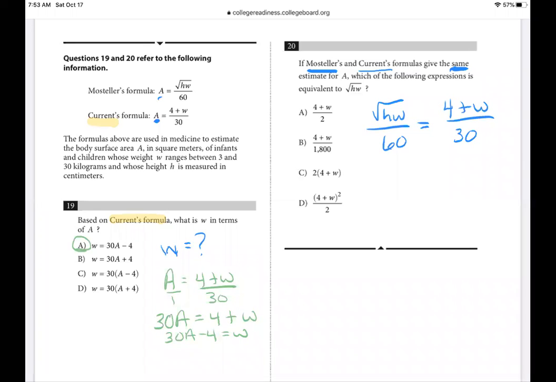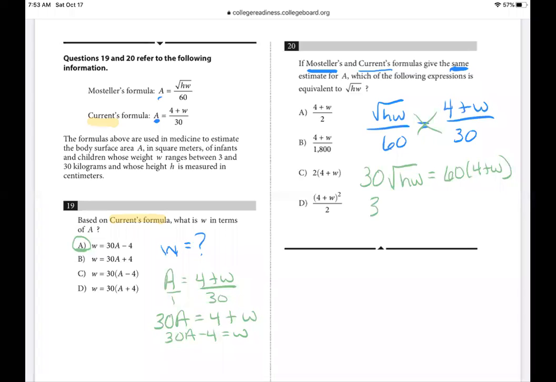Moving on to number 20, again, we established we are allowed to set those two equal to each other. And if we cross multiply, that will get rid of the fractions and make this a little bit easier to deal with. It does not matter which diagonal you multiply first. I'm going to go ahead and say 30 times the square root of HW equals 60 times 4 plus W. Make sure you distribute that 60, multiply both terms by that 60.